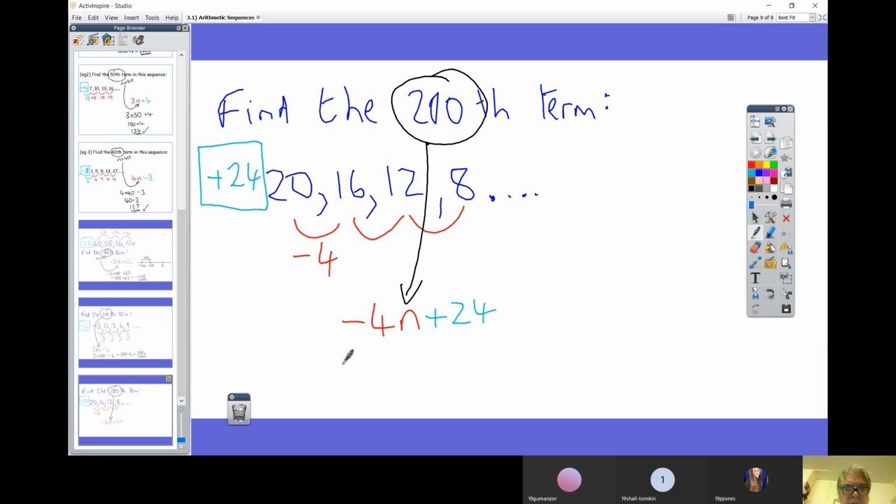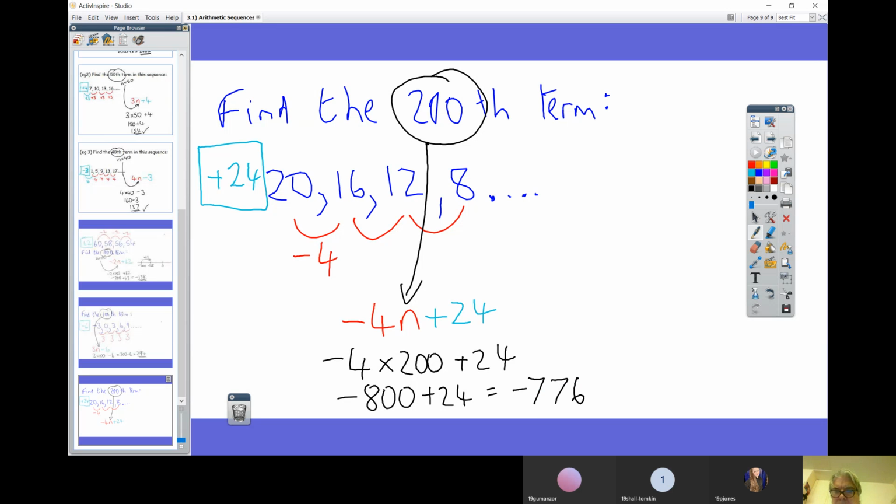Let's stop it. So minus 4 times 200 will be that first bit. We'll work that out, then we're at 24. So that's minus 800. Add 24. So it's minus 776. Oh my God, I got it right. Thank you. I got minus 700.